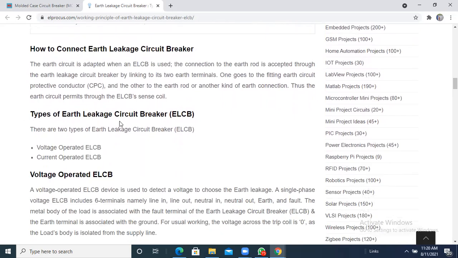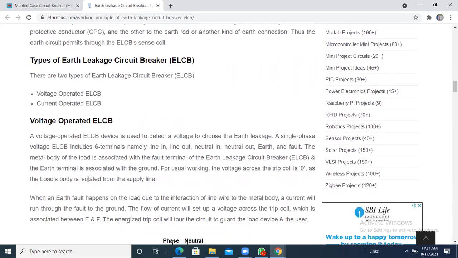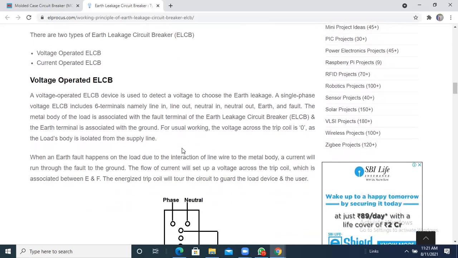See, types of earth leakage circuit breaker. There are two types. One is voltage operated and the other is current operated. Already I had discussed the voltage operated. In voltage operated, how many terminals are there? Six terminals.